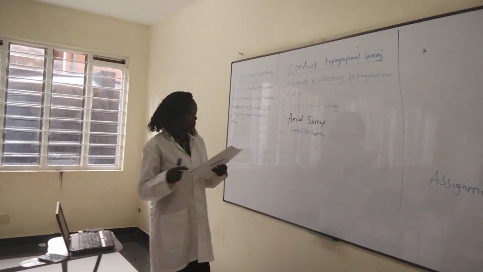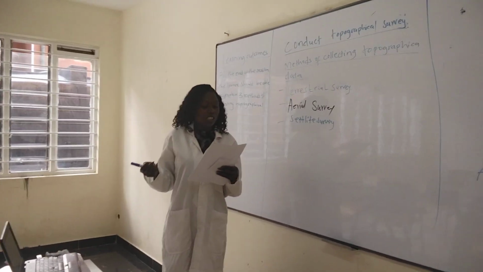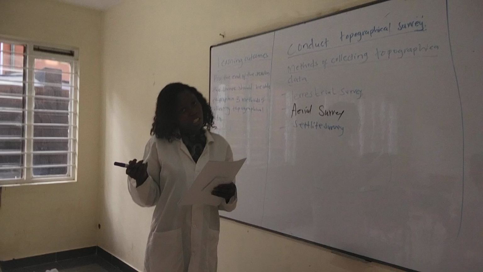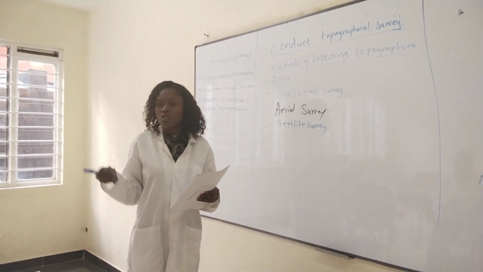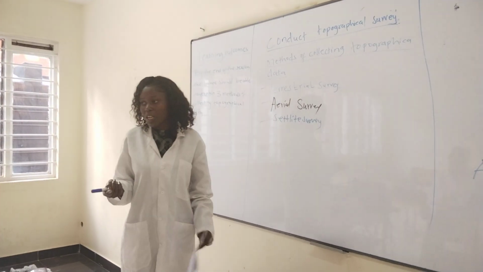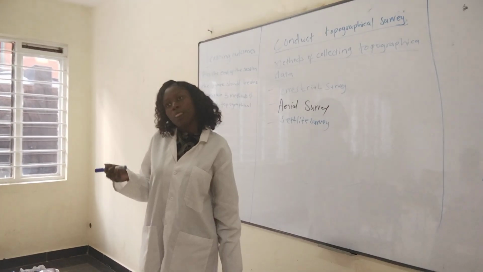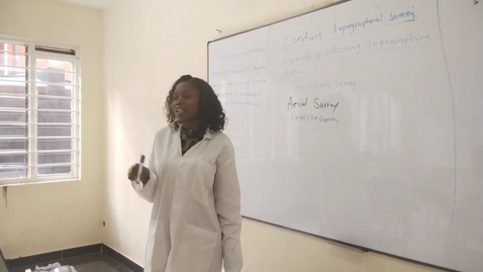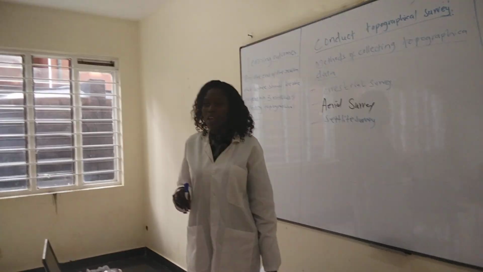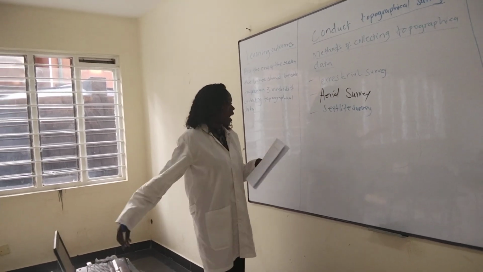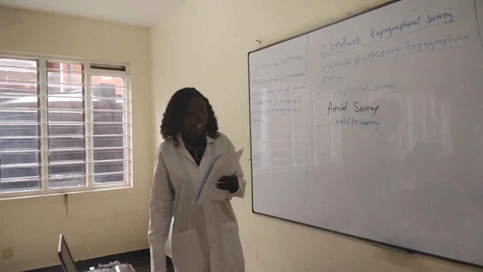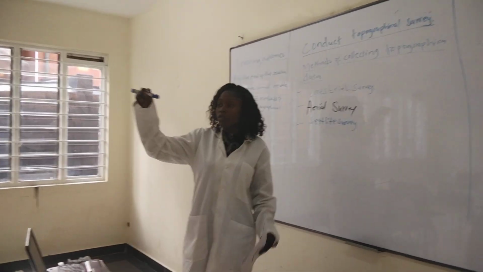So number one is terrestrial survey. Terrestrial survey involves measuring features directly on the ground using surveying instruments, and it includes the theodolite and the auto level. And then the second one, we have the aerial survey. Aerial survey uses photographs taken from a drone.